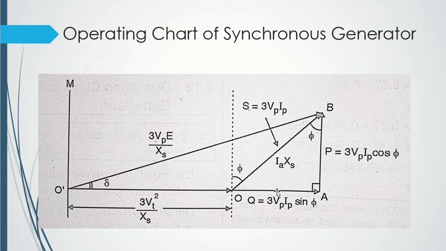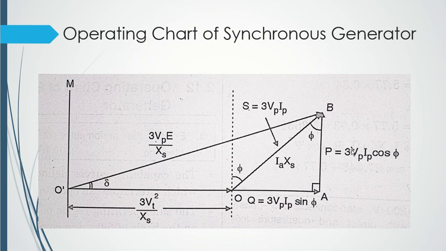And what is 3 VP IP into sin phi? Don't we call it my reactive power, right? And what do we call this OB? 3 into VPIP. So don't we call it my apparent power or resultant power, right? So what is this triangle making? This triangle is your power triangle now.